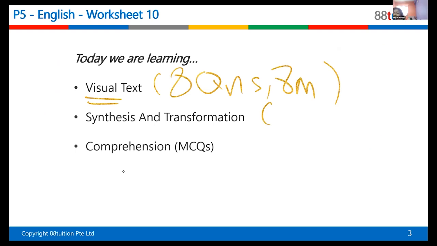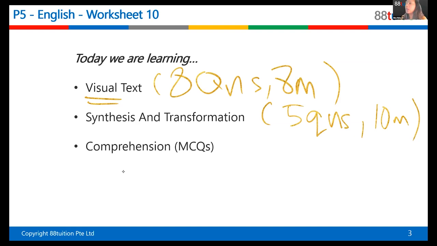A good try. Synthesis and transformation is a lot of marks. It's not just 4 marks. It's a lot of marks. It's 5 questions, 10 marks. 5. Yes, correct. It's 5 questions. Yes, good try, both of you. So, 5 questions, 10 marks. Each question is 2 marks.